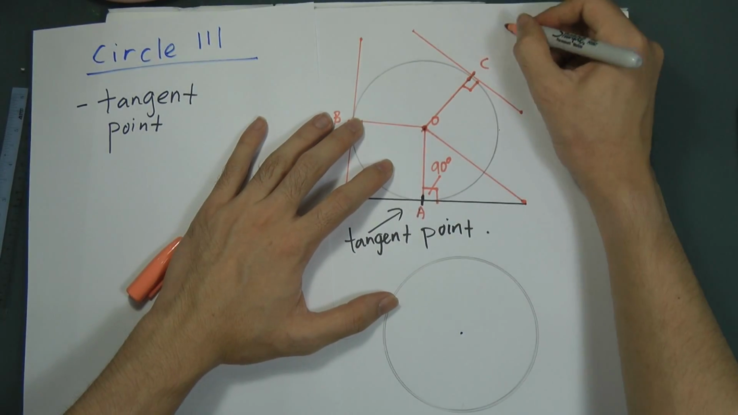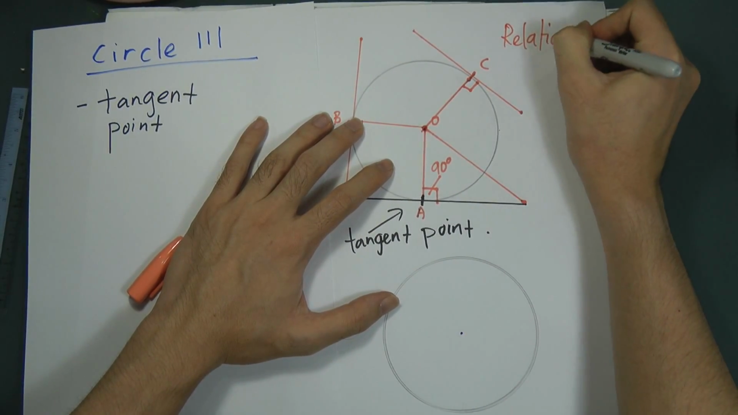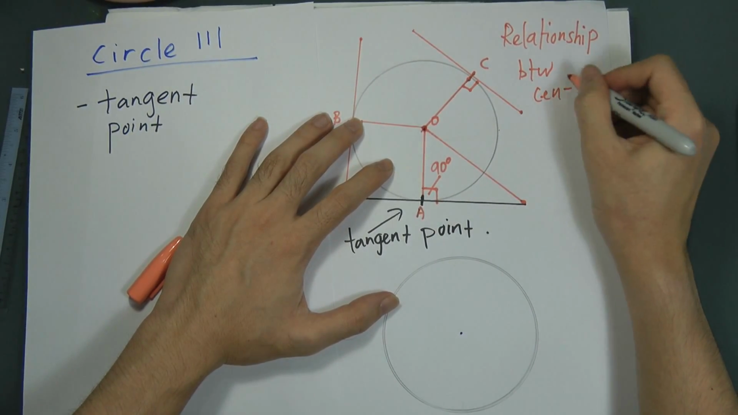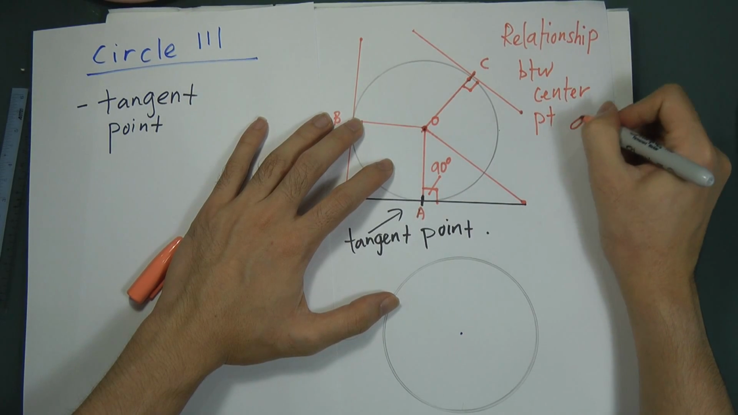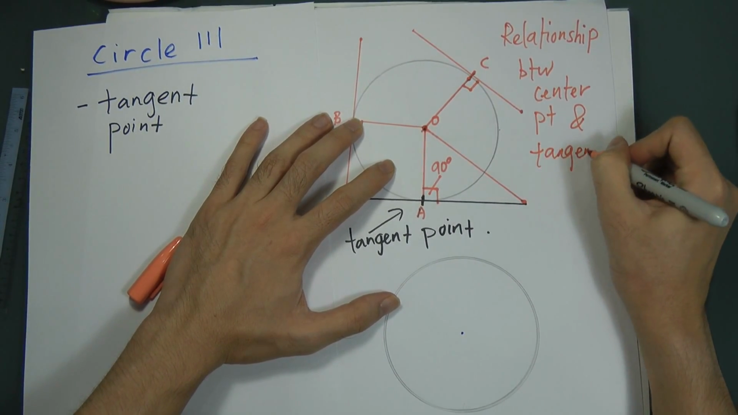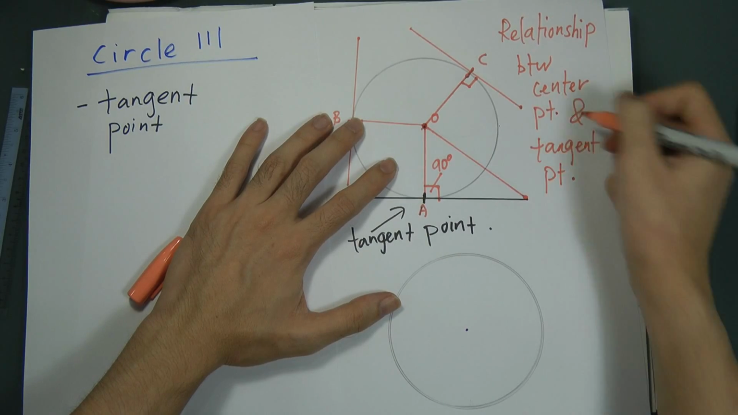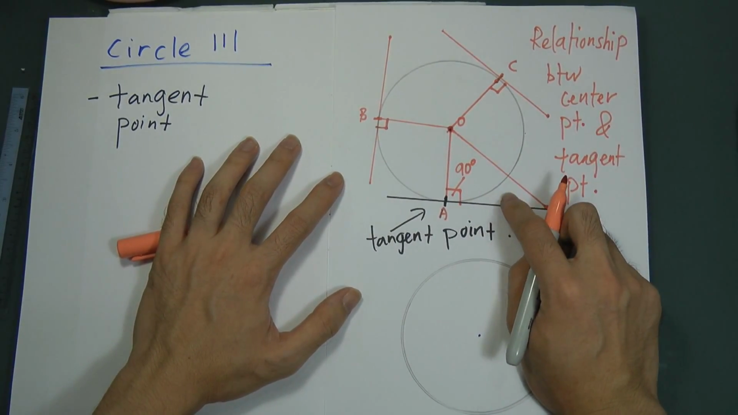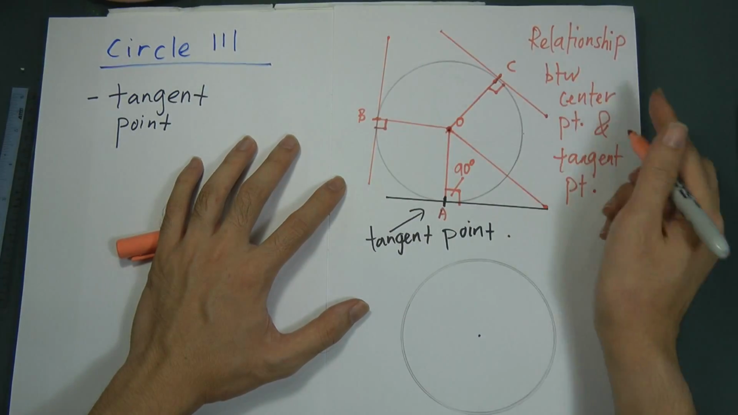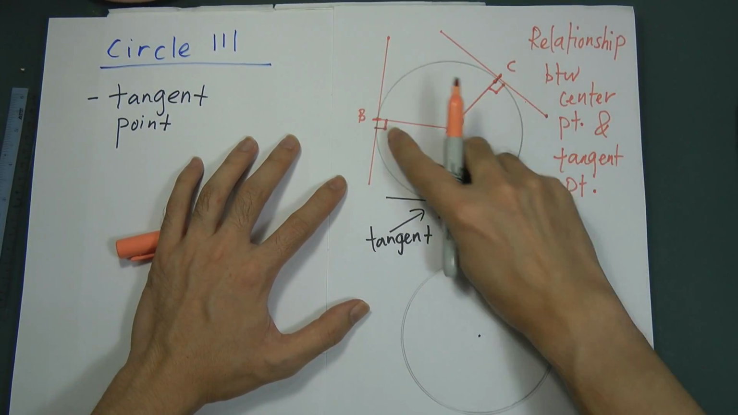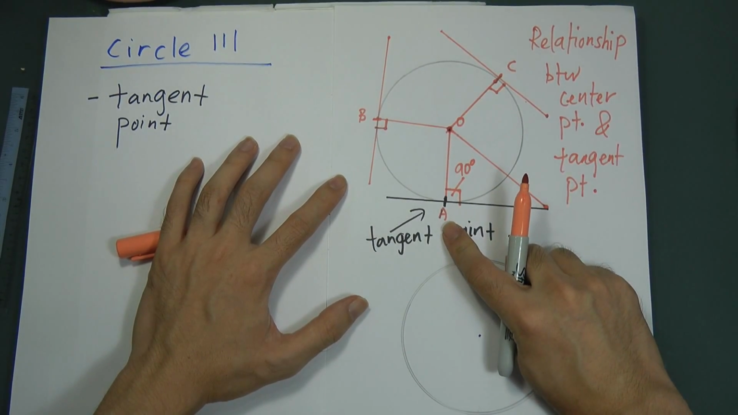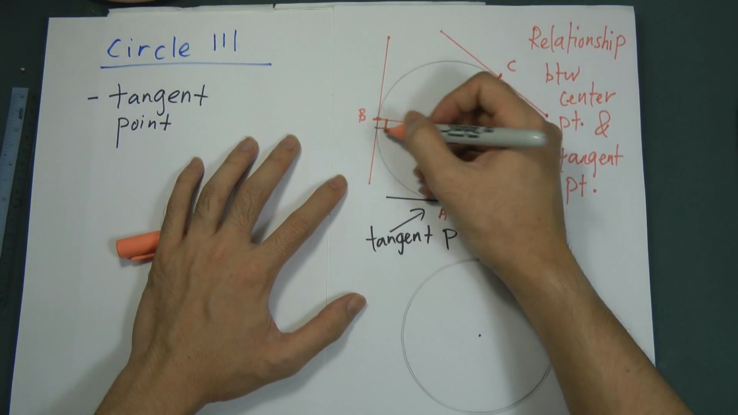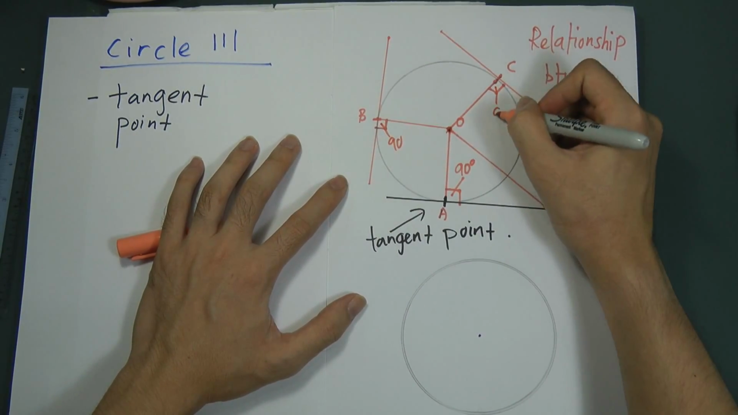Okay, this is the relationship between center point and tangent point. So you must remember this law, because later I will go through a few past year questions, and you're going to use this one. When they tell you B is a tangent point, C is a tangent point, and A is a tangent point, they connected to the center point will automatically form 90 degrees, 90 degrees, and 90 degrees.